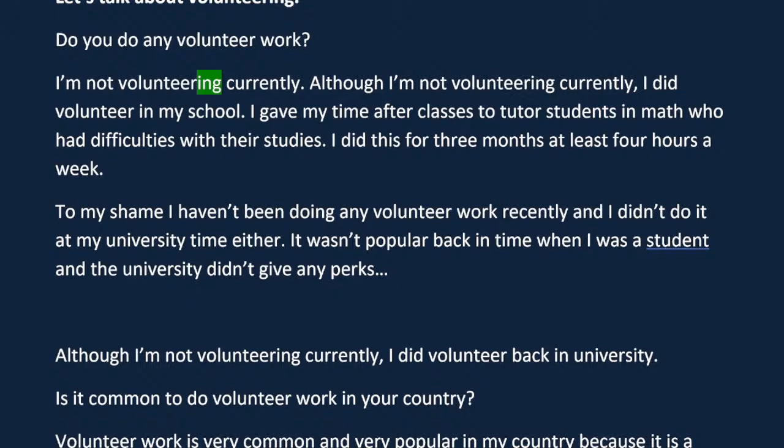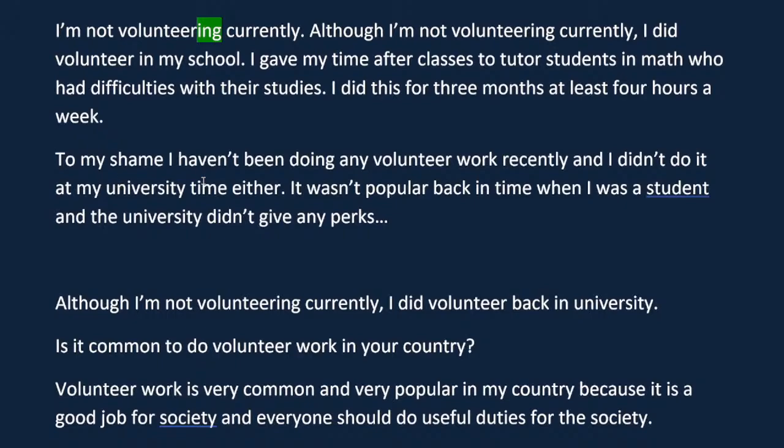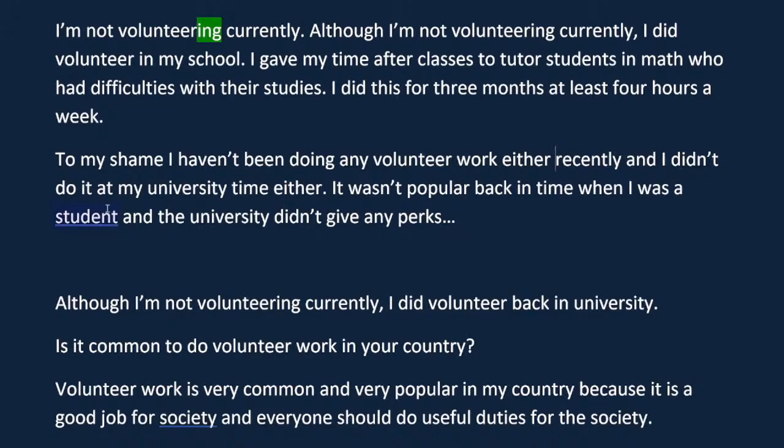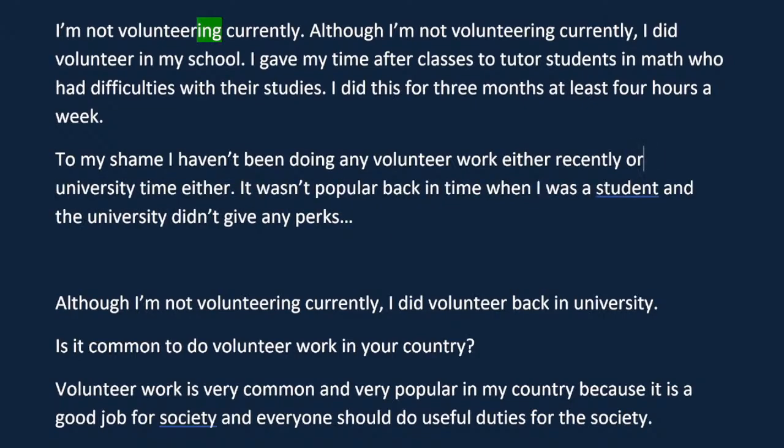So I asked you, do you do any volunteer work? And you answered, to my shame, I haven't been doing any volunteer work recently, and I didn't do it at my university either. I can see that you tried to use the correlative conjunction here. I think it could have been a little bit better. Let me fix this a bit. So you said, to my shame, I haven't been doing any volunteer work either recently or during my university. It's sometimes tricky to use that either or, and that's why I'm always encouraging people to do it.